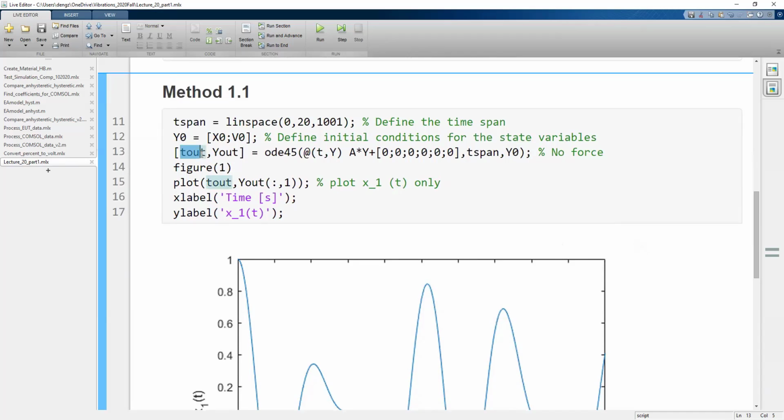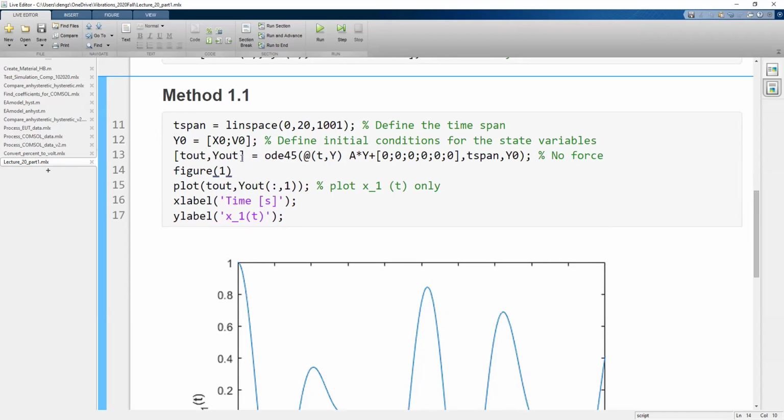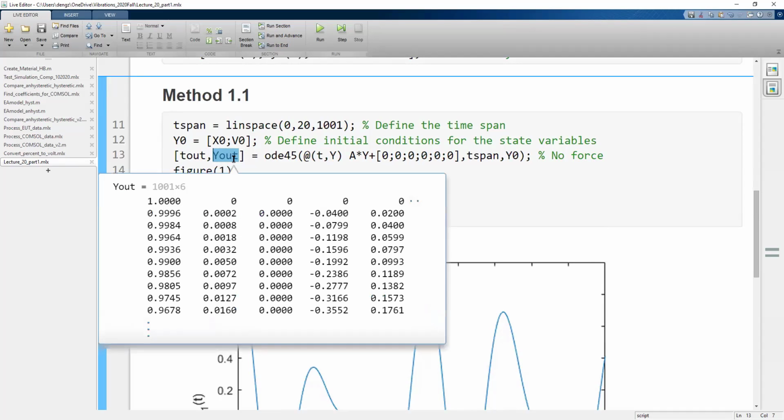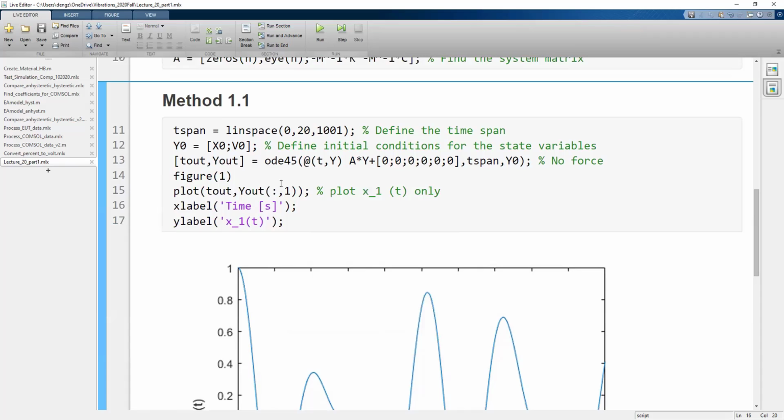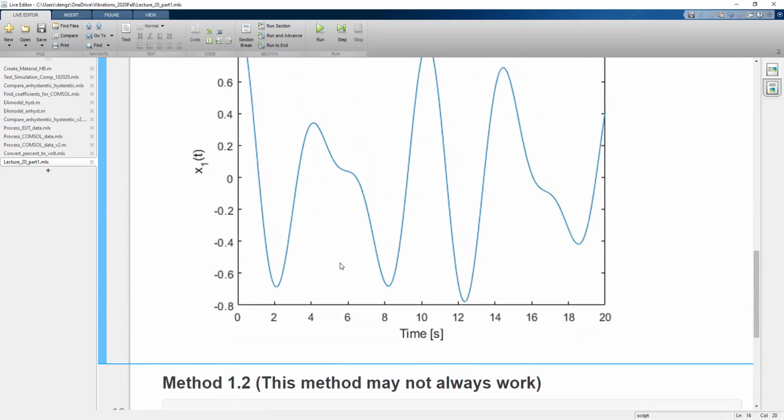After that, you just have your T out and then your Y out. Remember that your Y out will be a huge matrix. As you can see here, it's 1,001 by 6. That means it has 1,001 rows and 6 columns. Each row means one time spot you have, because we have 1,001 time spots. Each column means one state variable. So from the left to the right, we have x1, x2, x3, and then x1 dot, x2 dot, and x3 dot. If you want to plot your first solution x1, then you just need to find the first column. That's the solution you have.